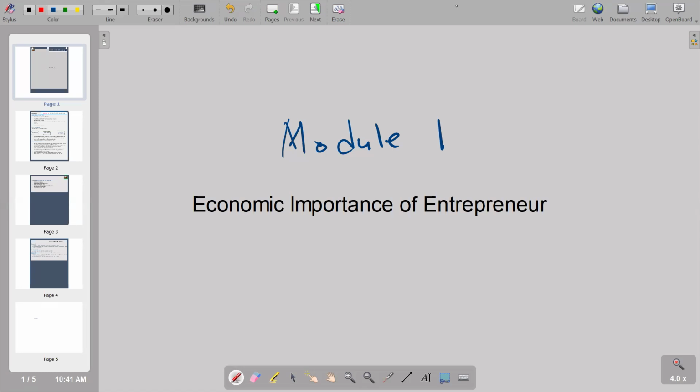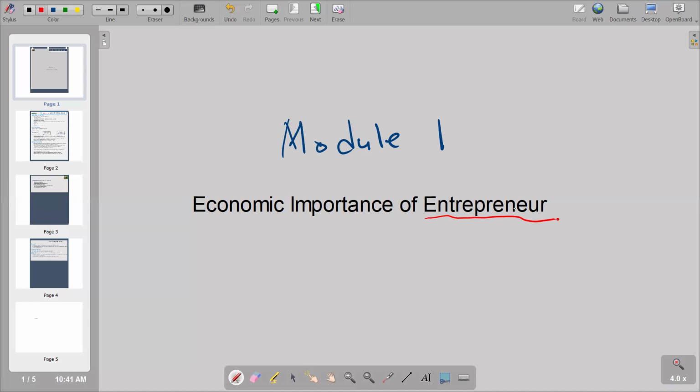In this video, we want to look at module one, and we are going to look at the economic importance of the entrepreneur. So basically, we can start by understanding what exactly we mean by entrepreneur. An entrepreneur is the owner of the business. So we are saying a person who sets up a business is an entrepreneur.